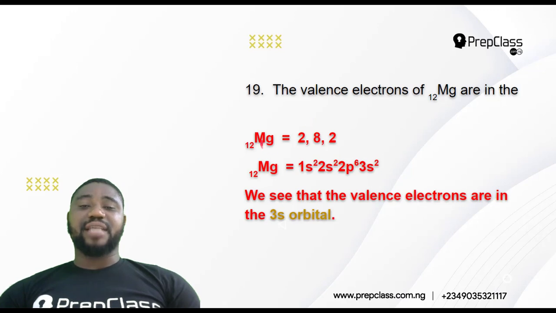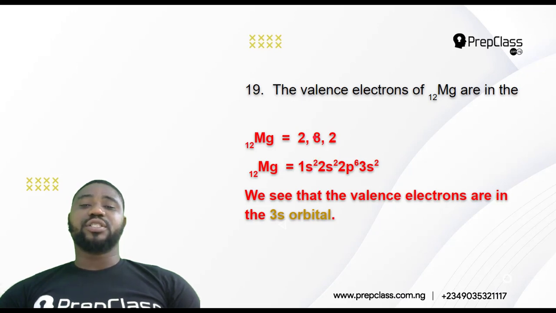Now you can see that Mg12, if I should open it up, the first shell will contain 2 electrons, second shell will contain 8 electrons, last shell will contain 2 electrons. So these 2 electrons are in the last shell, and the 2 electrons in the last shell are called the valency electrons. Now using the SPDF, where would that be?